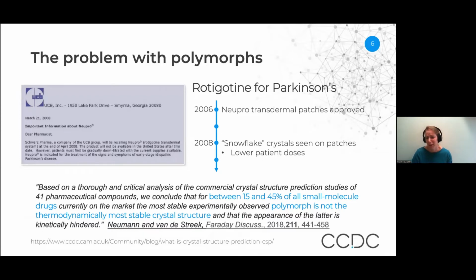And even as recently as 2018, there was a study by Newman and Van de Streek that estimates that between 15 and 45% of all small molecule drugs are one of these metastable polymorphs, and there's a more stable polymorph available.